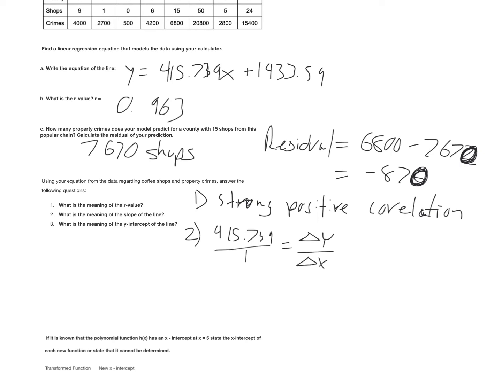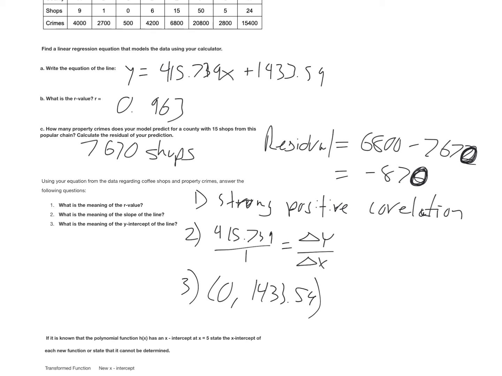The y-intercept, remember that y-intercept is a point. It is 0, something. So my y-intercept is 0, 1,433.59, which says, okay, even in a county with 0 coffee shops, we still expect to have 1,433.59 property crimes based on our model, which is based on this fairly limited data set.